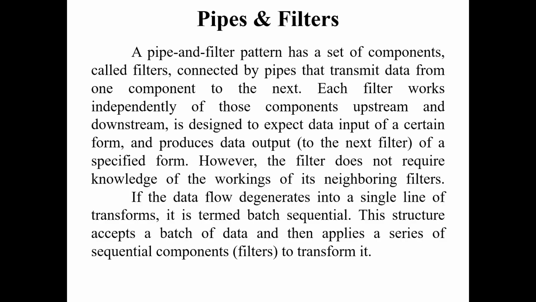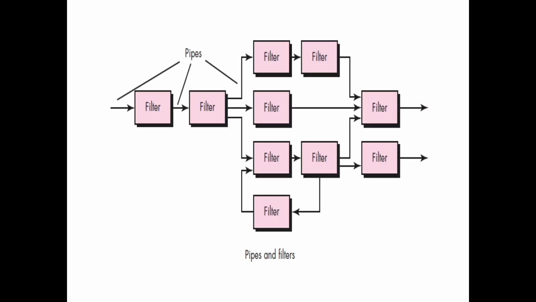If the data flow degenerates into a single line of transforms, it is termed batch sequential. The structure accepts a batch of data and then applies a series of sequential components to transform it. The diagrammatic representation of pipes and filters: pipes are used for transmitting data from one component to another, and the filters are used for transforming data independently from one component to another.